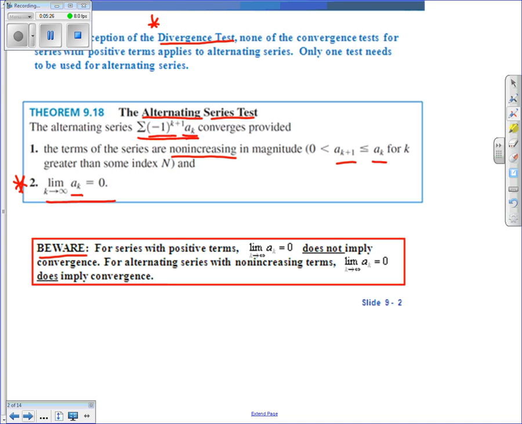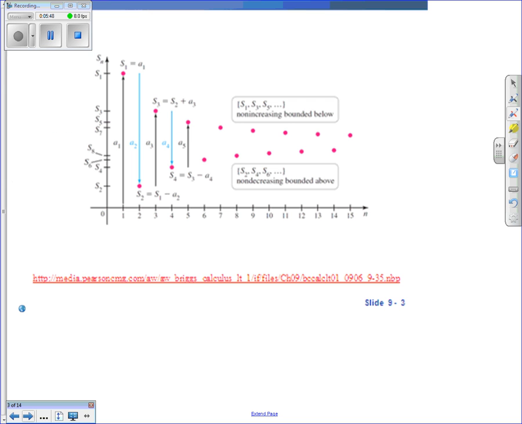But that isn't true when it was just an all positive series. Okay? So for series with all positive terms, this limit going to 0 does not imply that it converges. But for an alternating series test that is non-increasing, it is enough to conclude that that series converges.